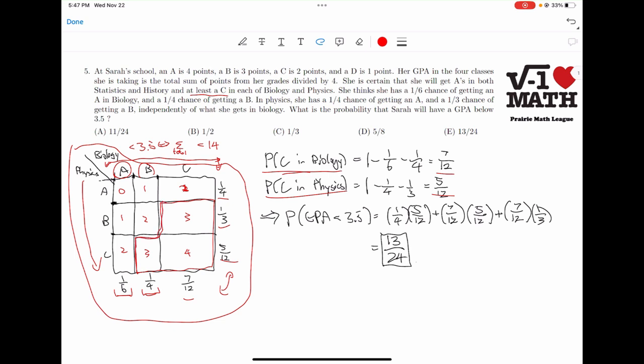And now to finish, we can just take the sum of these 3 rectangles, which represents the probability, as denoted by the 2D area. And it's just some area formulas, and we get 13/24.